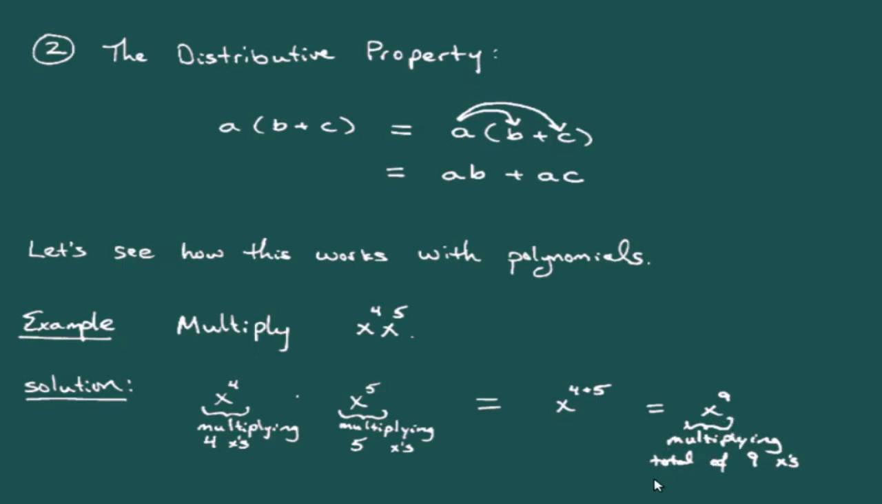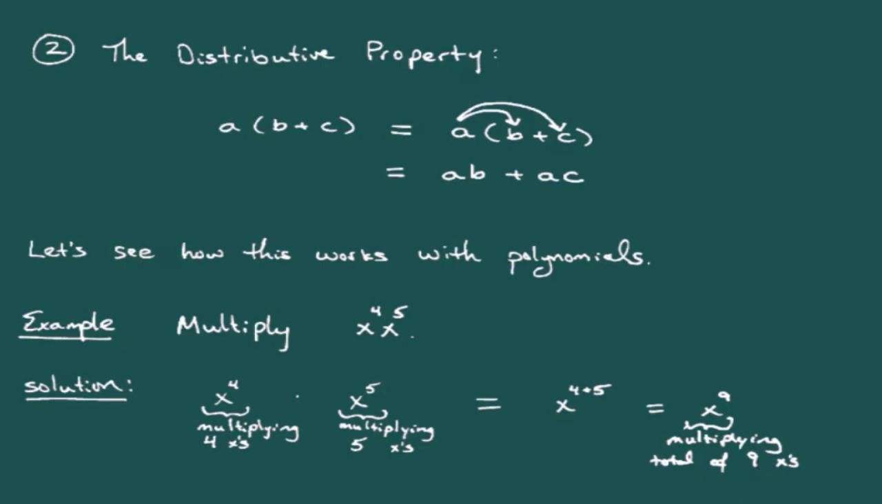And really what we're doing is more like a bookkeeping way of keeping track of how many x's we're multiplying. If we're multiplying 4, then we're multiplying 5. The total that we're multiplying is 9. So 4 x's times 5 x's gives us 9 x's that we're multiplying together. So x to the fourth times x to the fifth gives us x to the ninth.